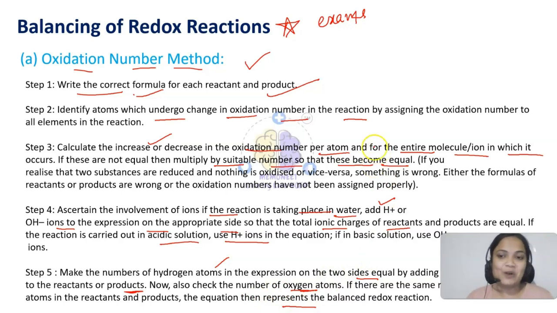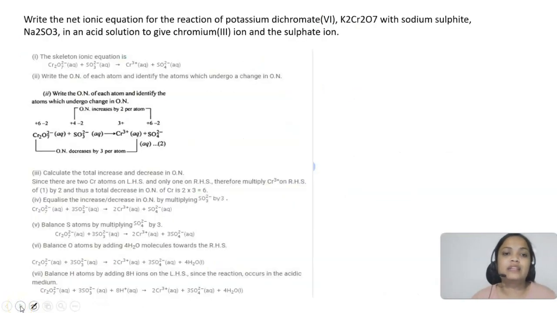So I know this is sounding a lot confusing, because if we do an example now, then it will be a lot easier for you to understand. So let's take an example. The question is, write a net ionic equation for the reaction of potassium dichromate.